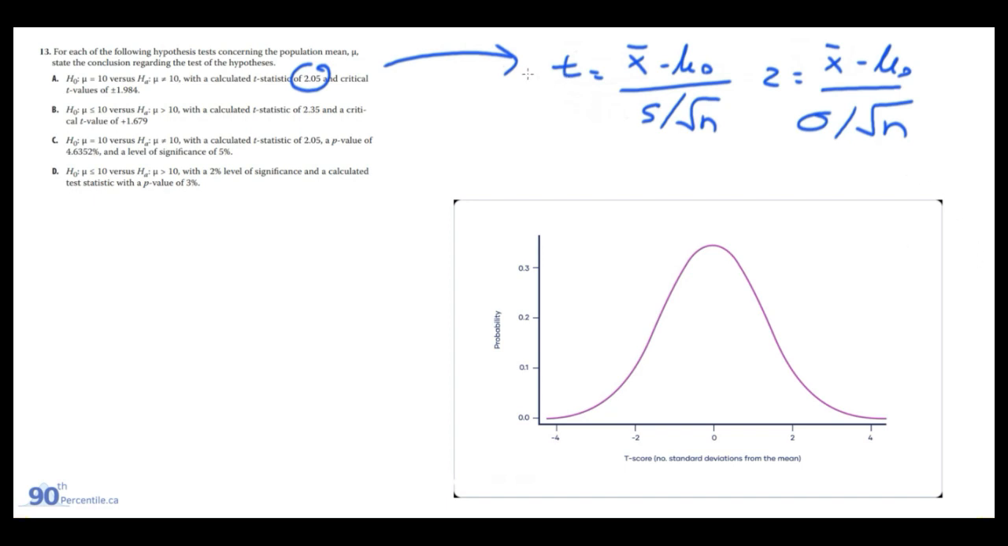A t-test, of course, uses the sample standard deviation because we don't know the population mean or the population variance, and the z-test statistic is the same thing, but the only difference is that we have the actual population standard deviation here.